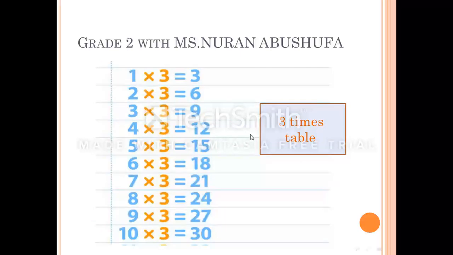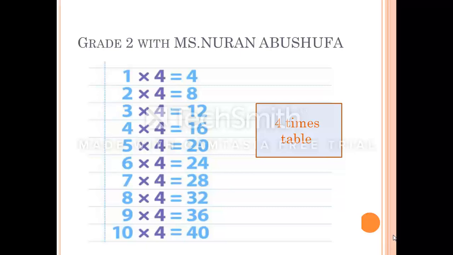Moving on to 3 times table. 1 3's 3, 2 3's 6, 3 3's 9, 4 3's 12, 5 3's 15, 6 3's 18, 7 3's 21, 8 3's 24, 9 3's 27, and 10 3's 30.